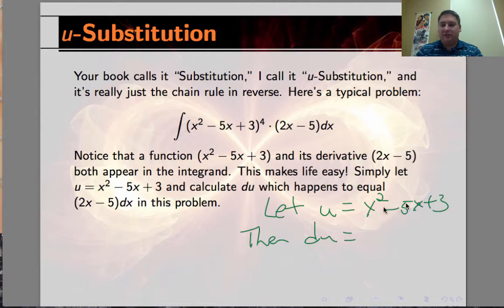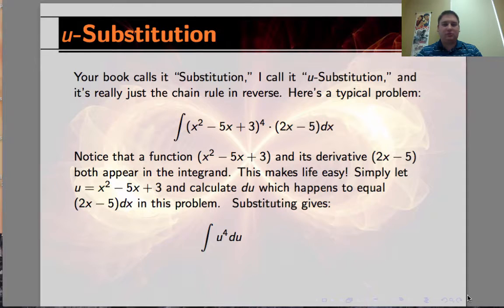du is the derivative of this function, x squared minus 5x plus 3. So that's 2x minus 5. And you always multiply by dx at the end. This is just how differentials work. du is equal to 2x minus 5 times dx in this problem. Okay, hope everybody's with me so far.